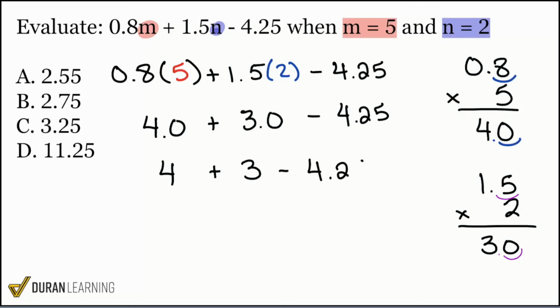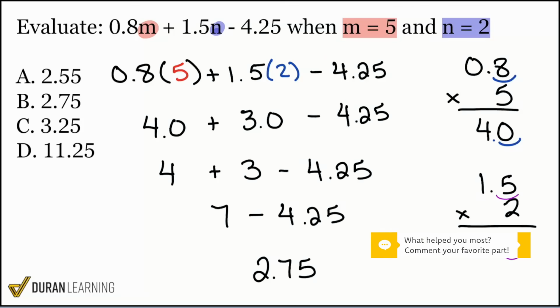All right, here we are. So we'll do 4 plus 3, which is 7. 7 minus 4.25. You can treat this like money because you can say, hey, $7 minus $4, that's going to be $3. And then $3 minus 25 cents, that's going to leave us at $2.75. Again, if that was a money problem, that's how that would go. But nonetheless, the correct answer here is B, 2.75.